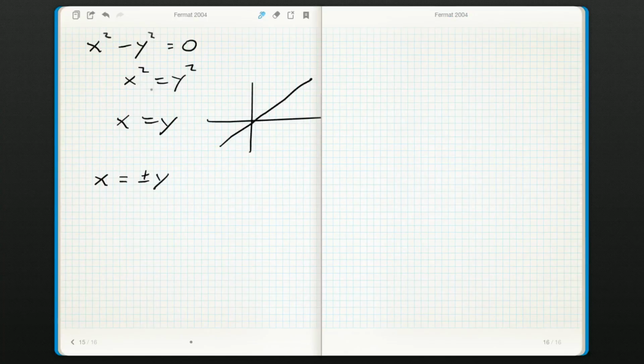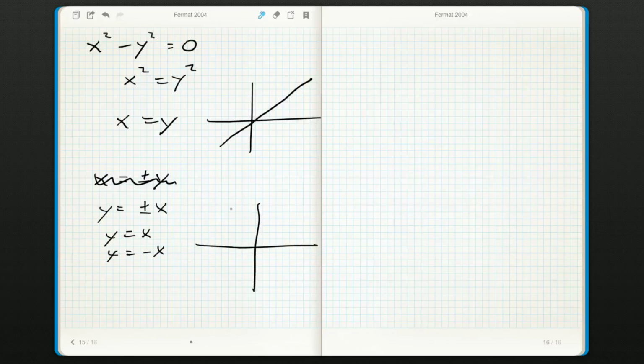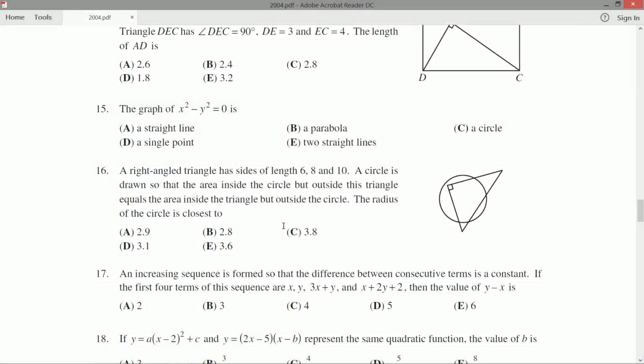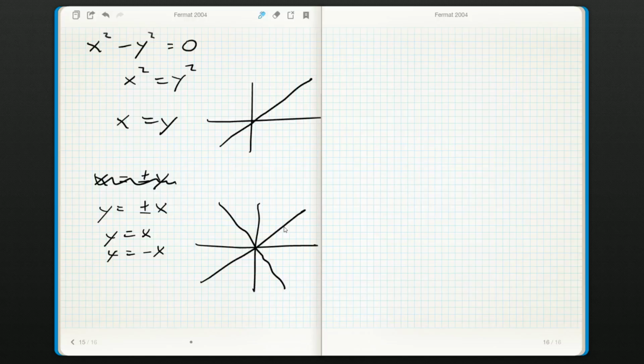Because what could I do? I could plug 2 in here. 2 squared is 4, and y equals 2 would work. 2 squared is also equal to 4, but so would minus 2. So x is plus minus y, or really we could say y is plus or minus x. And when you get to this stage, then either y is equal to x or y is equal to minus x. And this is 2 lines. And I believe that was their answer E. Yeah, 2 straight lines. It's going to look like that.